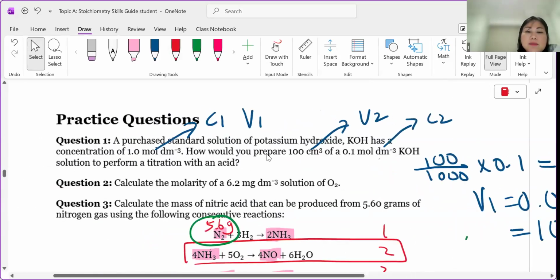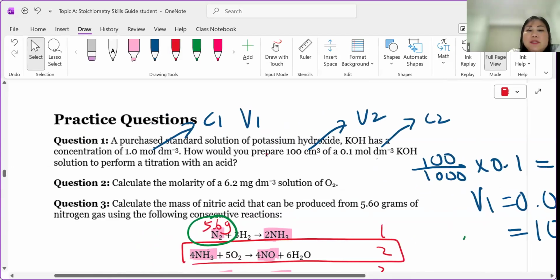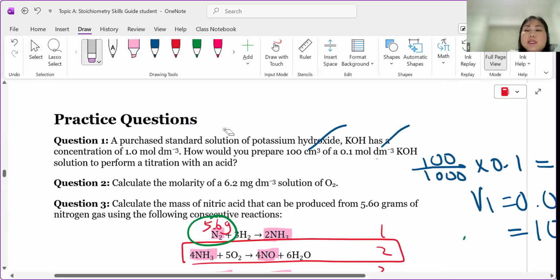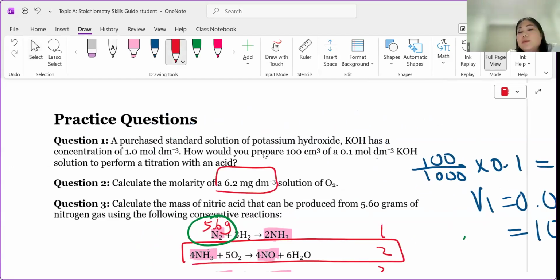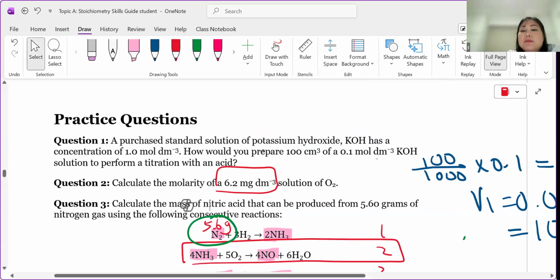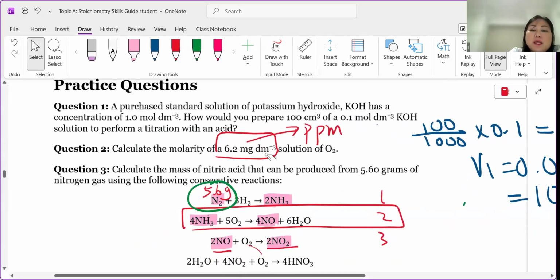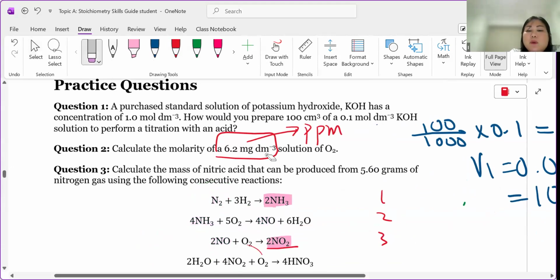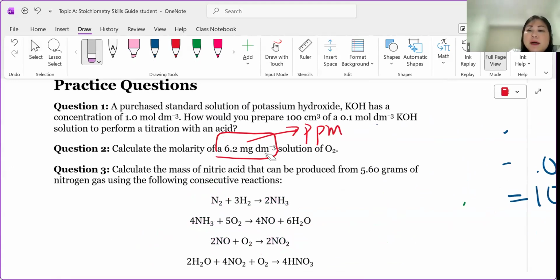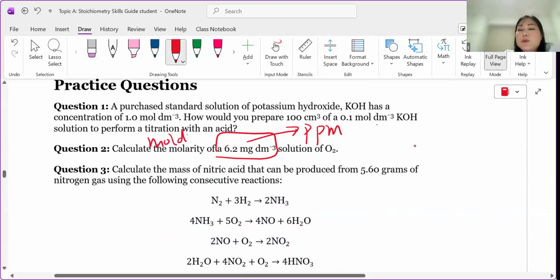Question 2, calculate the molarity of this. So remember, concentration can be in various forms. If you paid attention just now, milligram per dm³ is also known as parts per million. Okay, they want the molarity. So what do you mean by molarity? That means they want the concentration in moles. They don't want it in milligrams per dm³, but in moles per dm³.